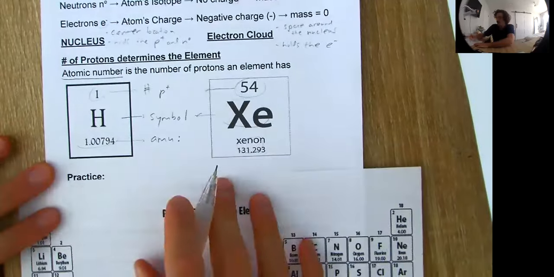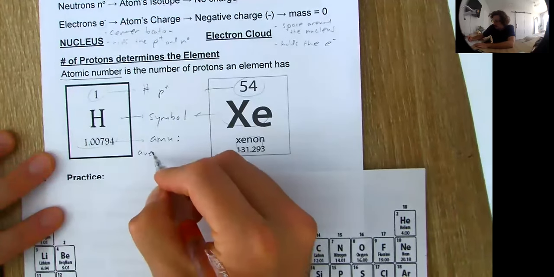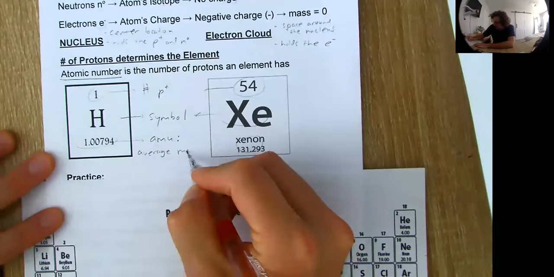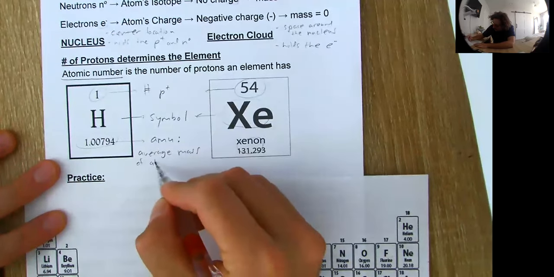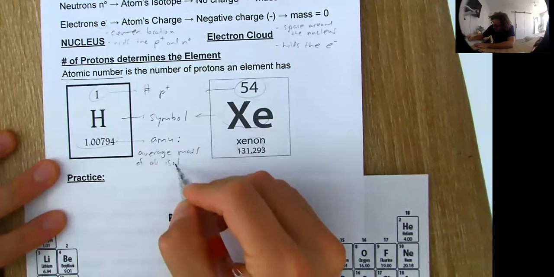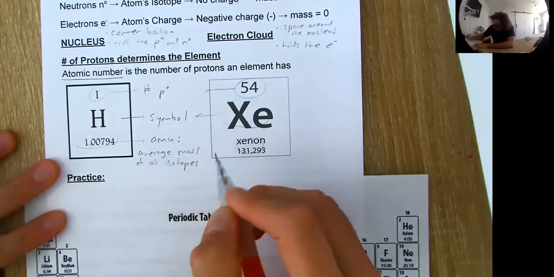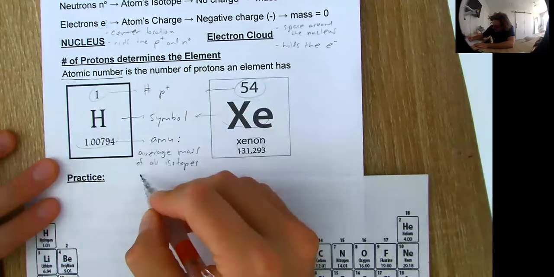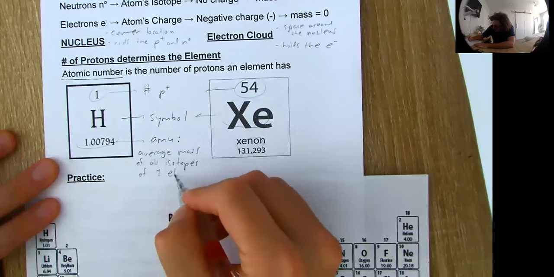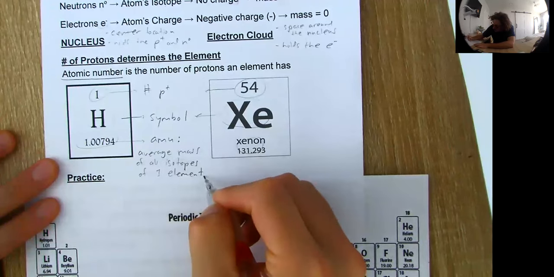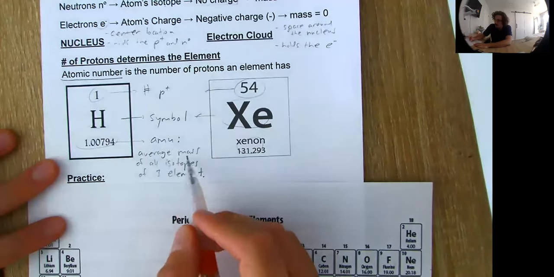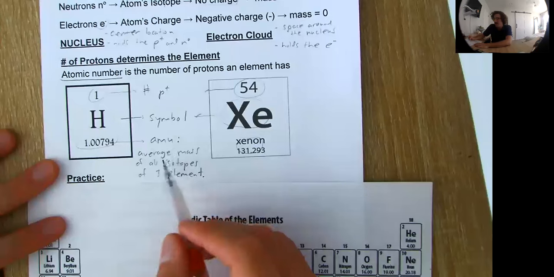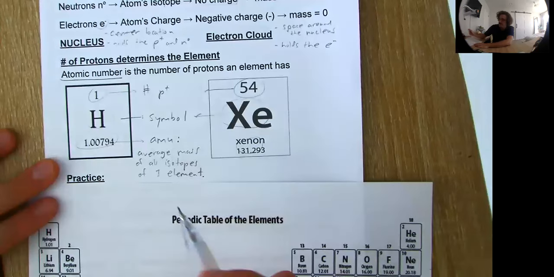Which is the average mass of all isotopes of 1 element. Probably a different way to write that, but yeah. AMU, average atomic mass unit. It means the average mass of all the isotopes of 1 element.